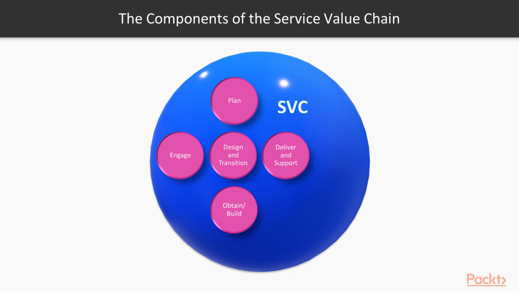And then we have deliver and support, and this is the operational phase. This is what happens once the service is ready and it's in the production environment. What exactly should we do here? Well, we should make sure that the service actually works within the parameters. We should make sure that we monitor and support the service, take care of any incidents, and solve any user requests that we might have.